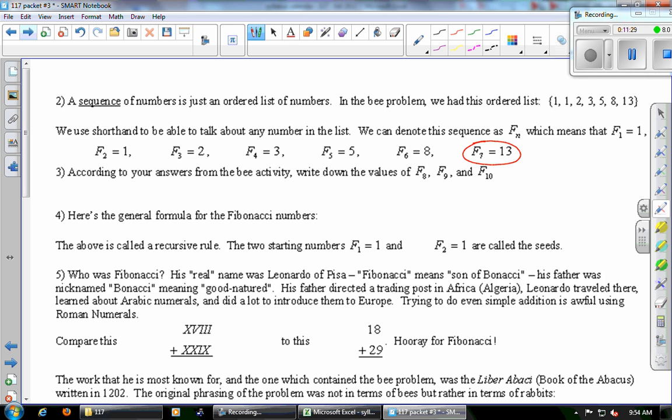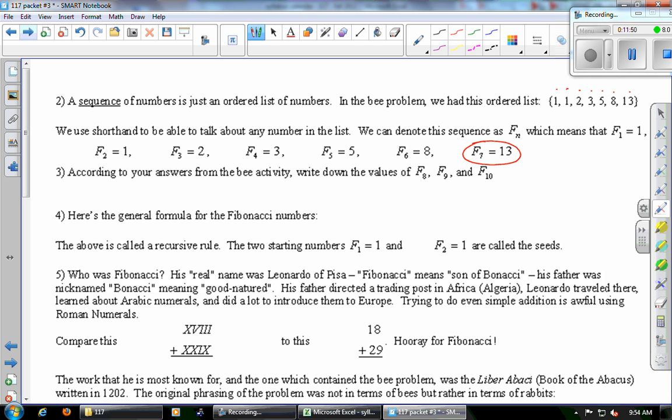When I say F7 is 13, the 7 is just the counter. The 7 has nothing to do with bees. It's just counting. It's just saying the 7th number in the list. And what is the 7th number in that list? It's 13. We can just count. 1, 2, 3, 4, 5, 6, 7. The 7th number in the list is 13.